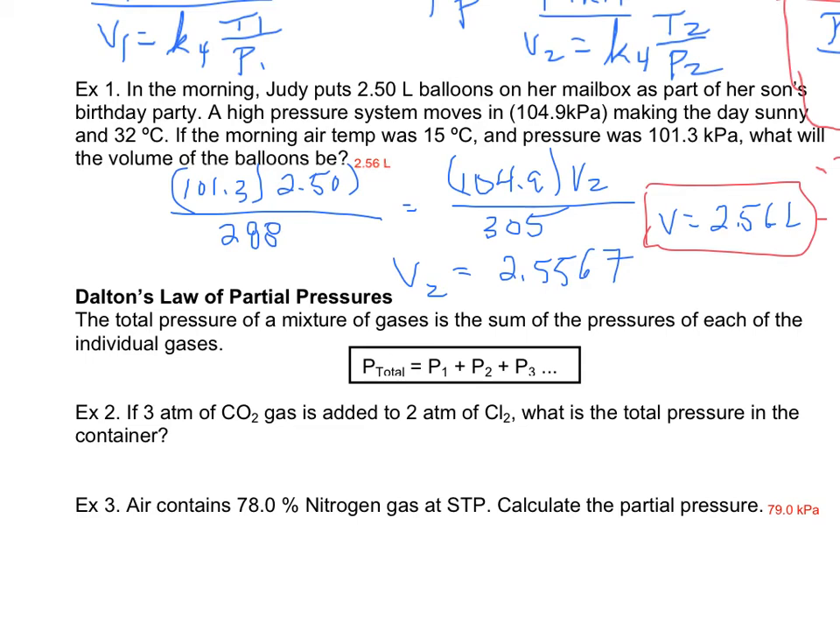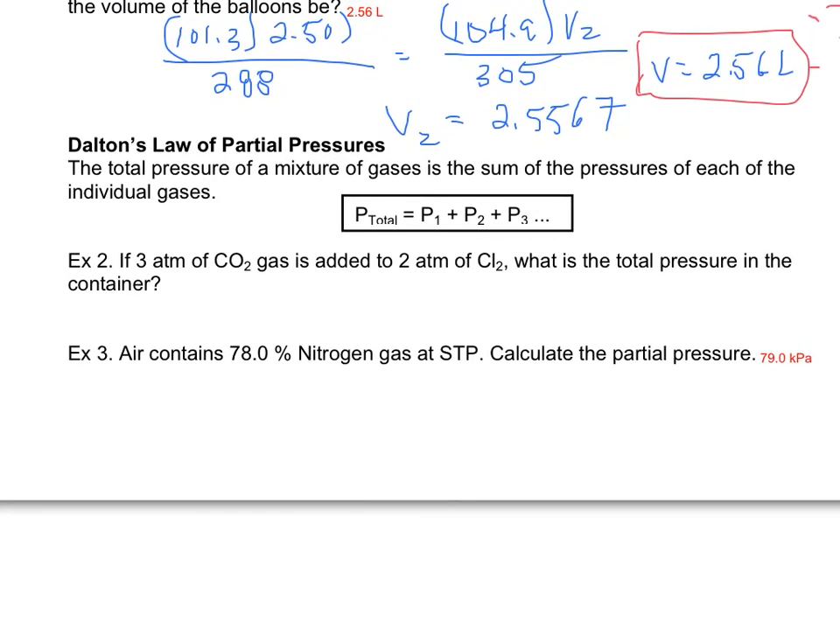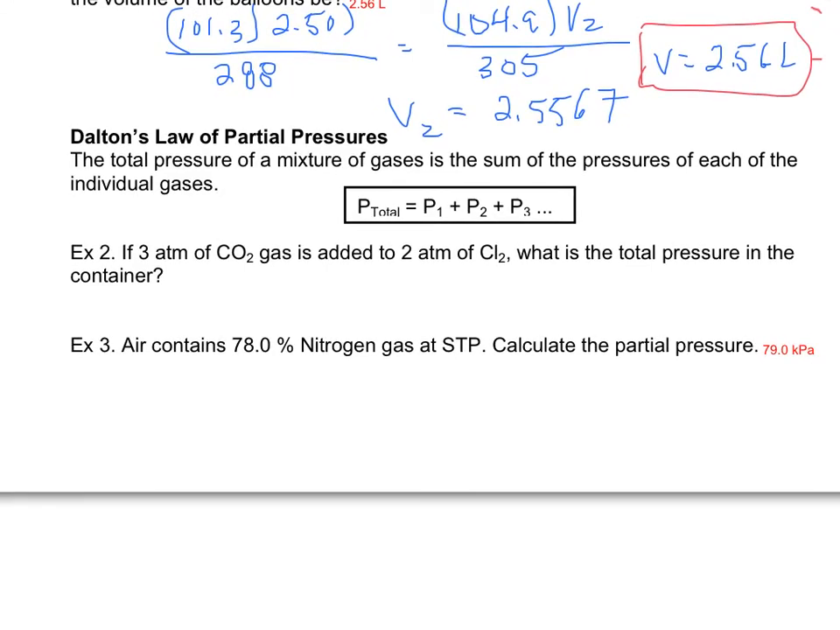Today we'll also discuss Dalton's law of partial pressure. It's a very straightforward law to wrap your head around. It deals with mixtures of gases and states that the total pressure of a mixture of gases is the sum of the pressures of each of the individual gases. This is represented through this equation. The dot dot dot means you just continue until you run out of pressures for the ingredients in your mixture.